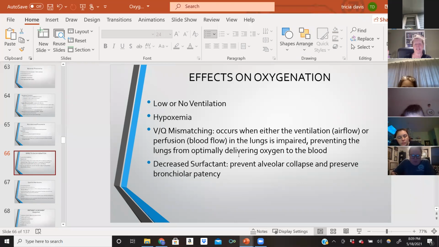And then it's going to cause a decreased surfactant. So remember that surfactant helps prevent the alveoli from collapsing, and it helps preserve our bronchiolar patency. So if we don't have enough of that, then we're going to see issues.